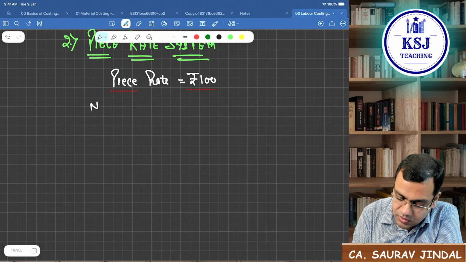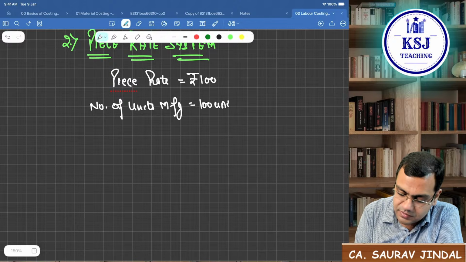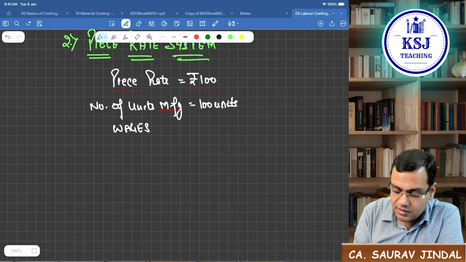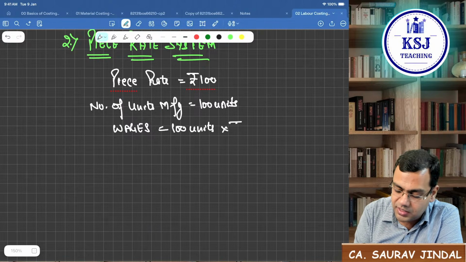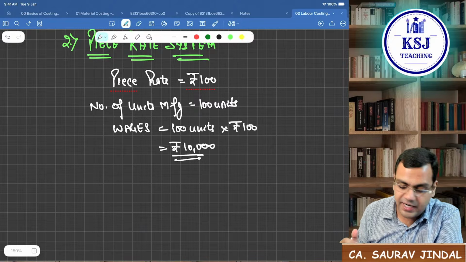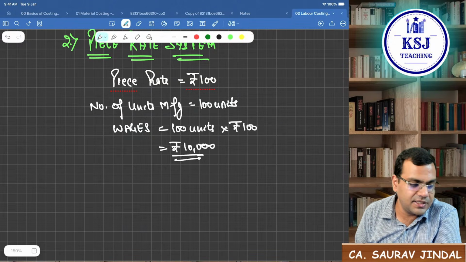The worker says, okay sir, I have manufactured 100 units, sir. So what will be the wages that will be paid? 100 units manufactured. What is the rate per unit? The rate per unit is 100. So we'll pay that worker 10,000 rupees. Right? So we will pay that worker rupees 10,000. This is what we call piece rate.